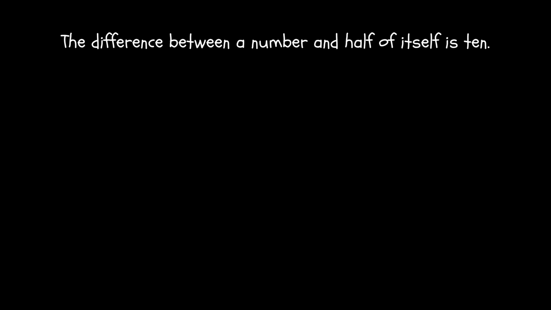The difference between a number and half of itself is 10. So "is 10," and now the difference between a number, so we will be subtracting. Now it says between a number and half of itself. Itself, half of itself, is referring to a number. So we will have x, which is a number, and half of itself simply means itself, which is the variable x, divided by 2, which is half.